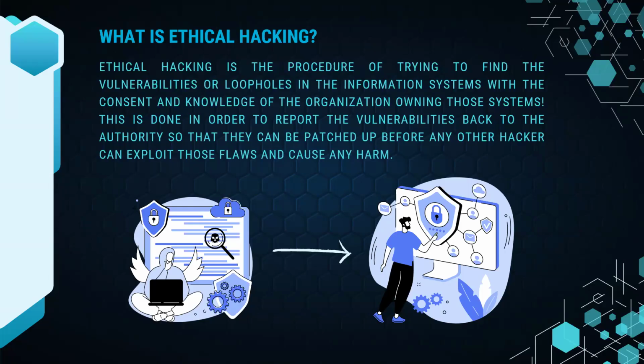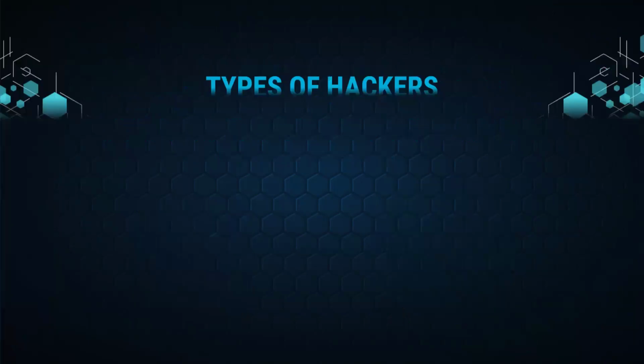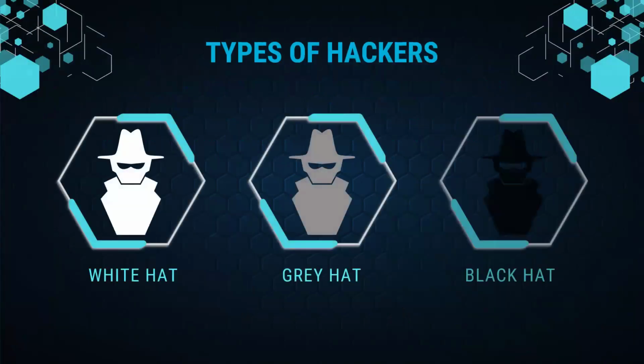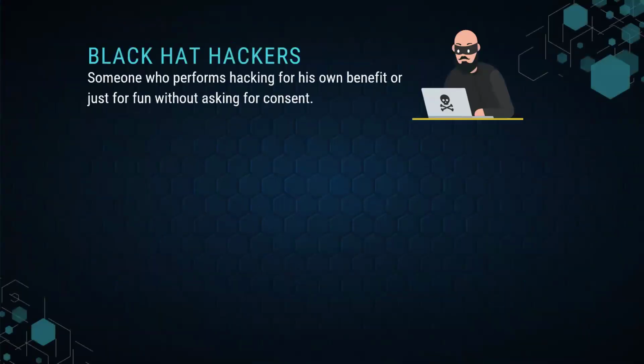Okay, now depending on these two definitions, we can categorize the types of hackers as well. So there's three broad categories: white hat hackers, gray hat hackers, and black hat hackers. You might have heard about them already. To define them again, your black hat hackers are typical cyber criminals who perform hacking for their own benefit or for fun without asking for consent. They are basically the cyber criminals who get access to your data without your consent.